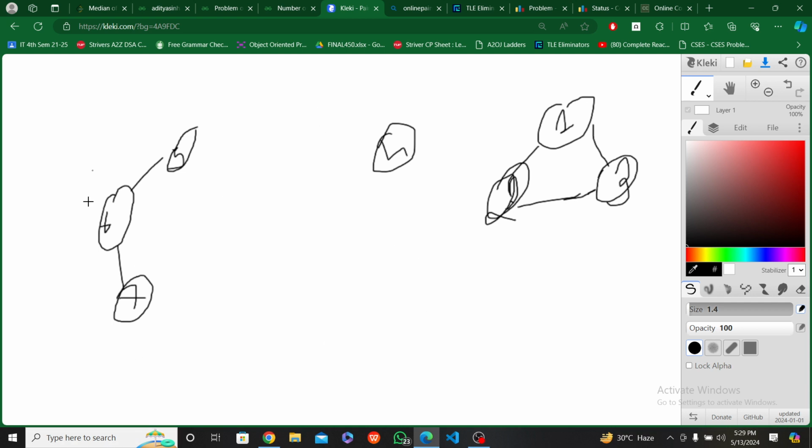So what I'll do, everyone knows about DFS search, so we will do a DFS search. Take a vector which stores whether each node is visited or not, and this vector will help to decide whether it is visited or not.